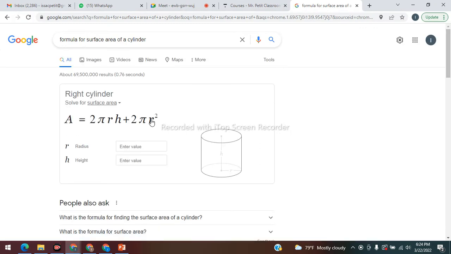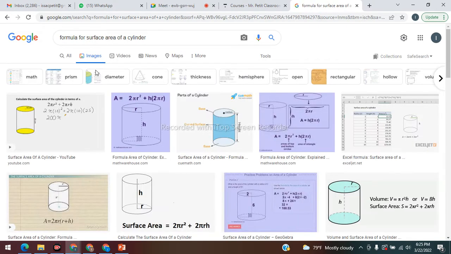Okay, so this is the formula that we are given for the surface area of the cylinder. It is 2 pi RH plus 2 pi R squared. All right, so that's the formula for the surface area of a cylinder: 2 pi RH plus 2 pi R squared. Okay, good.